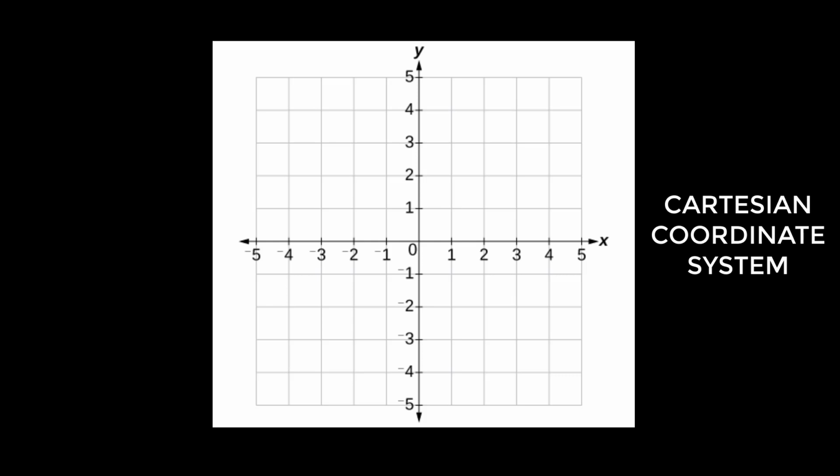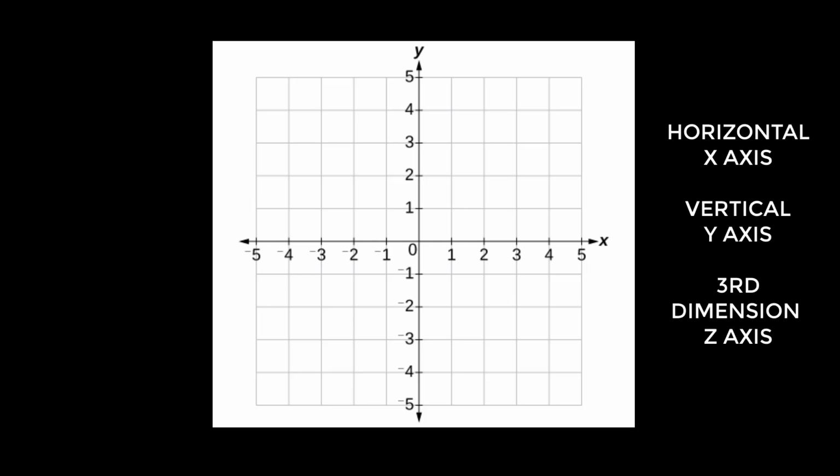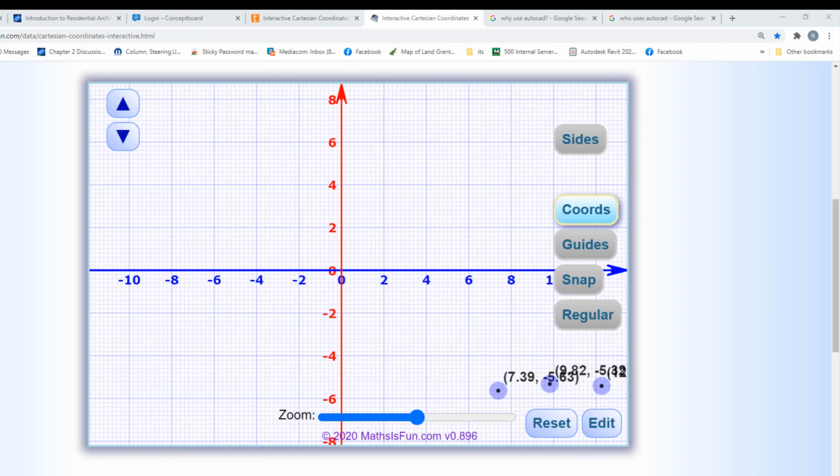In the Cartesian coordinate system, points are located using 3 coordinate axes. The x-axis, which is horizontal, the y-axis, which is vertical, and the z-axis, which is the 3rd dimension. So every point in the coordinate system has 3 coordinates, the x, y, and the z. In our 2D drawing, we don't use the z-axis, but it is part of the coordinate system, so don't forget that. We are only going to be working in the x and y coordinates. So let's look at the Cartesian coordinate system.